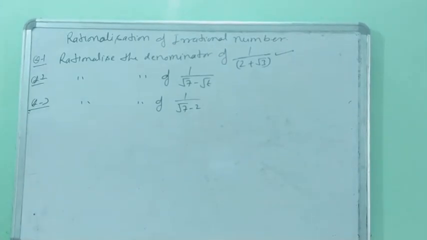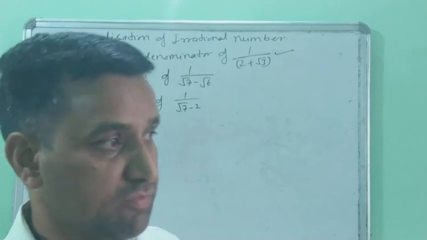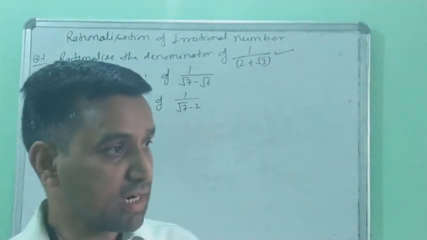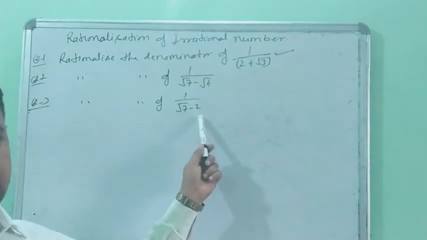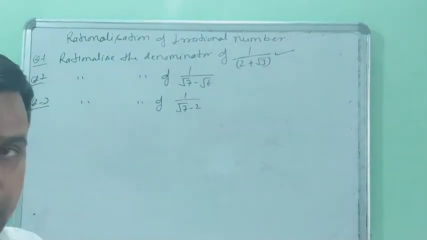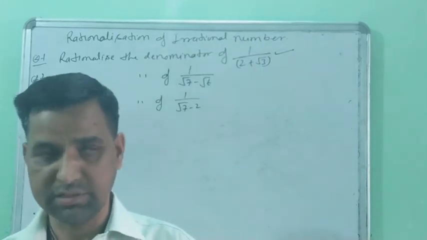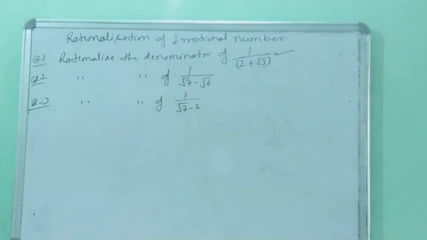Yes, students, we are discussing the third question here. Suppose the question is given in the binomial form, with the irrational number first and the rational number second. How to solve? The same method will be used: you multiply and divide by the conjugate of the denominator. Now start the solution here.